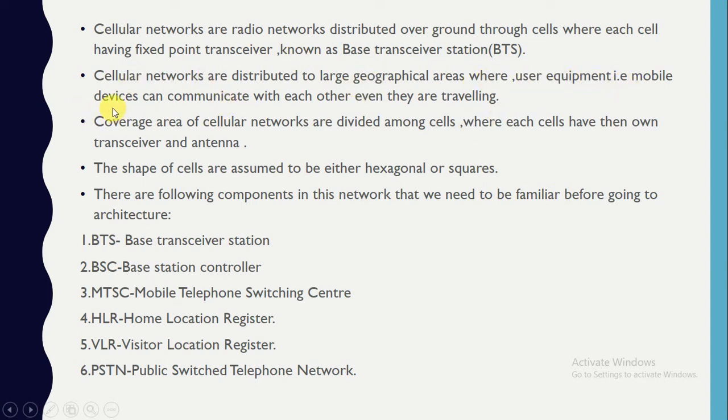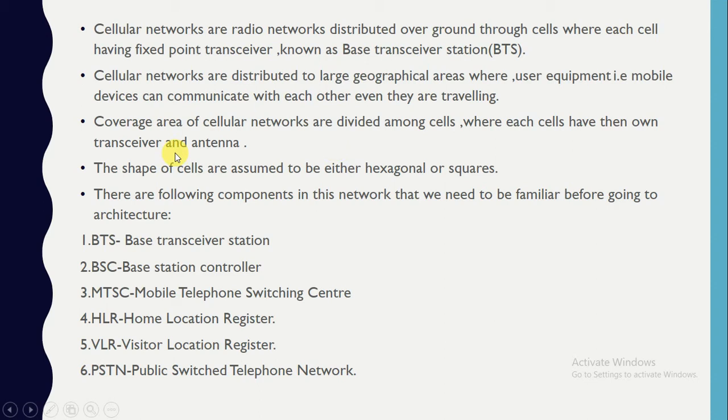So cellular networks are distributed over large geographical areas where user equipment, that is the mobile you use, can communicate with each other even while traveling. There is not much to say about this, because you all generally use cell phones and you know this function very well. So this is a cellular network.